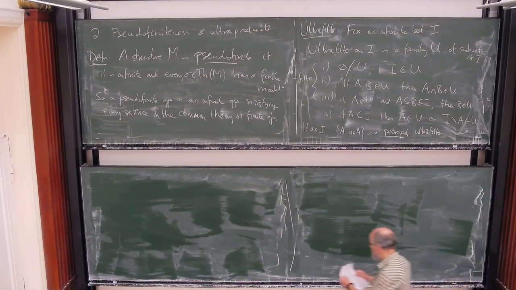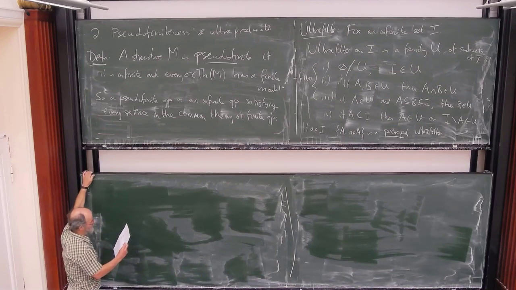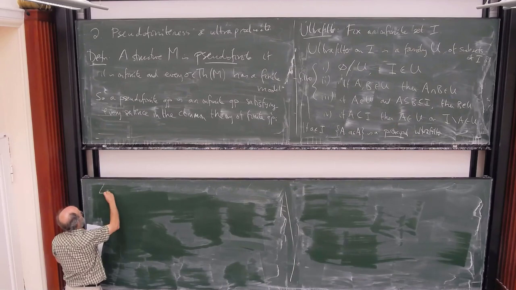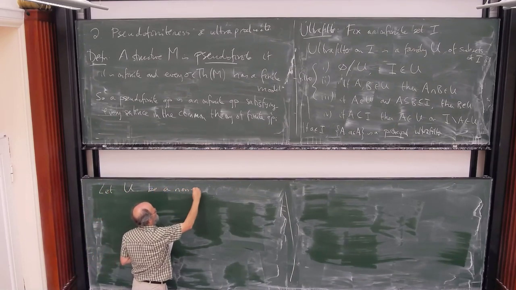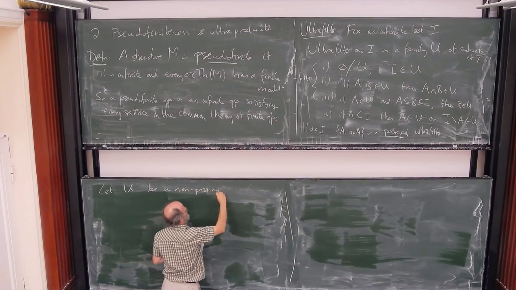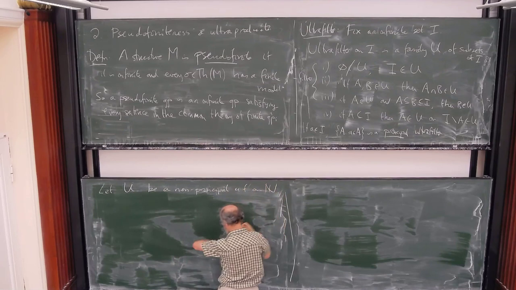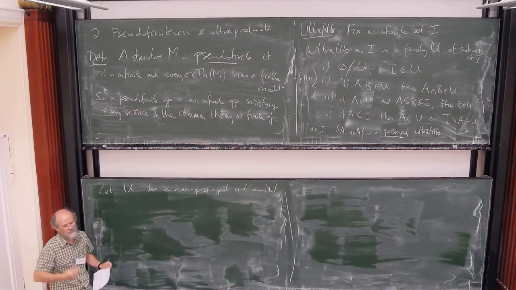Okay, suppose we have an ultrafilter on the natural numbers. Let's say U is a non-principal ultrafilter on the natural numbers. Okay, and let's pick a family of structures.